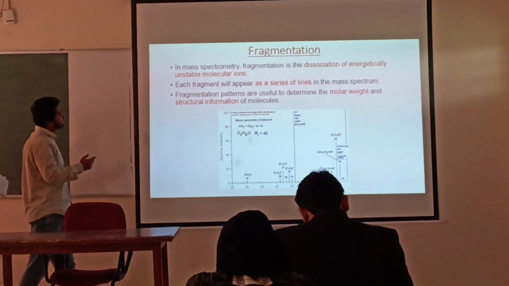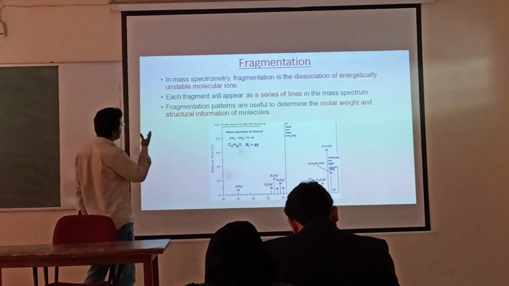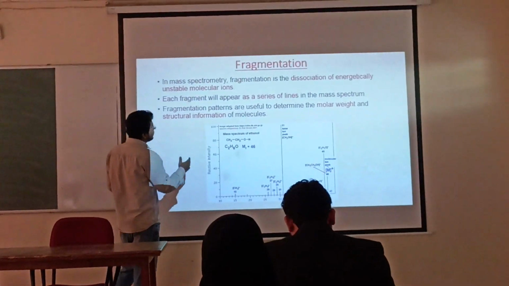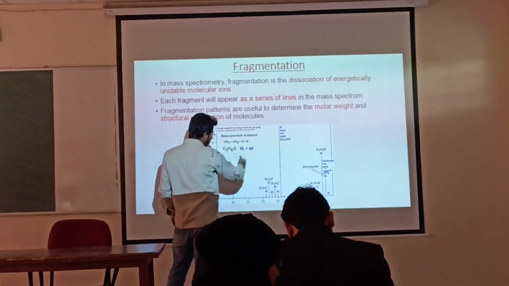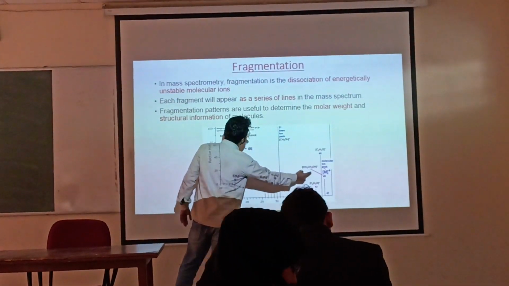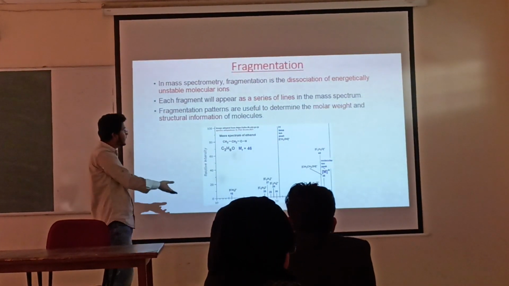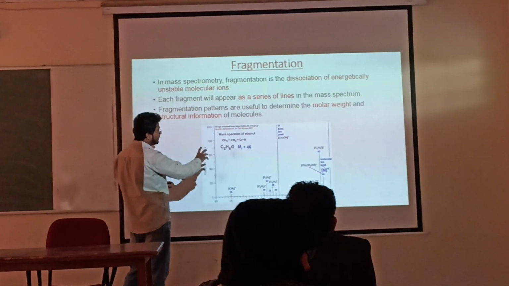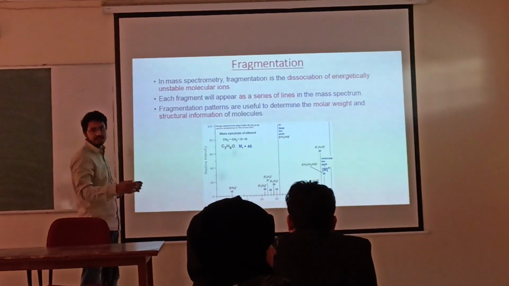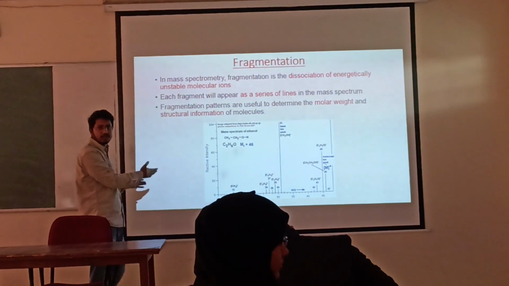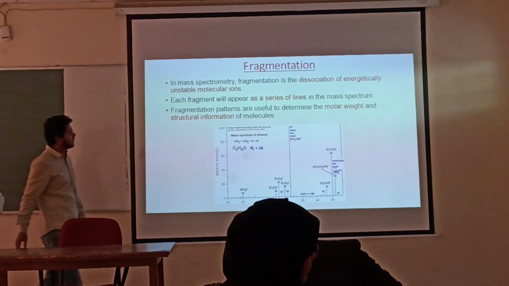Coming to the next topic, which is fragmentation. The dissociation of an unstable molecule is called fragmentation. Each fragment will appear as a series of lines in the mass spectrum. You can see here are the lines. Fragmentation patterns are useful to define the molecular weight by the m/z ratio, and structural information of the molecules by fragmentation. If a compound gets fragmented, then there will be different peaks accordingly.